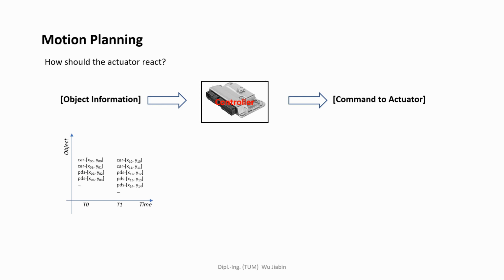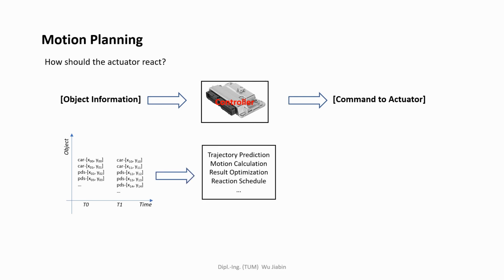Similar to the second information, what the controller does is, first, it needs to predict the trajectory of the object. For example, is it running towards me or running away from me? And what's the speed? Second, calculate the motion. How should the actuator react? In our case, which LED to turn on or off?